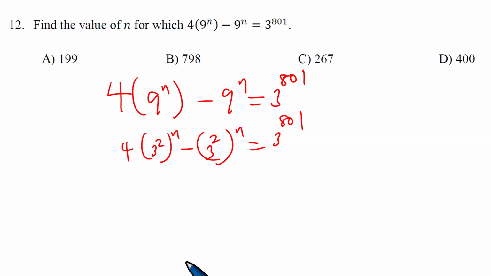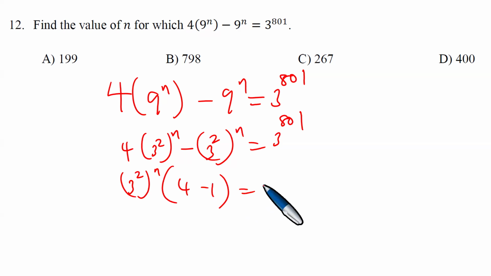And then there's a factor of 3 to n. Yup. So you're going to take out 3 squared n. You're going to get 3 squared n. Well done, Neville. 3 squared n, and then you're left with what? 4 minus 1. Minus 1. Yes. Okay, good.